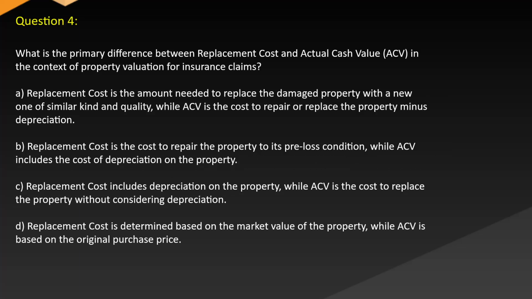Question 4. What is the primary difference between replacement cost and actual cash value (ACV) in the context of property valuation for insurance claims? A. Replacement cost is the amount needed to replace the damaged property with a new one of similar kind and quality, while ACV is the cost to repair or replace the property minus depreciation. B. Replacement cost is the cost to repair the property to its pre-loss condition, while ACV includes the cost of depreciation on the property.